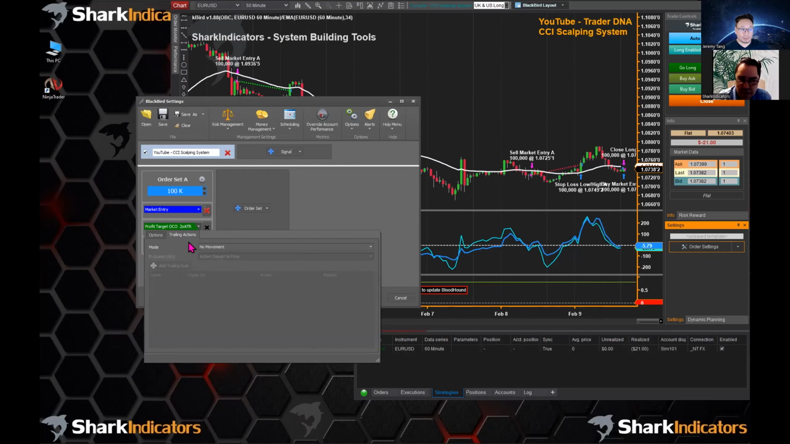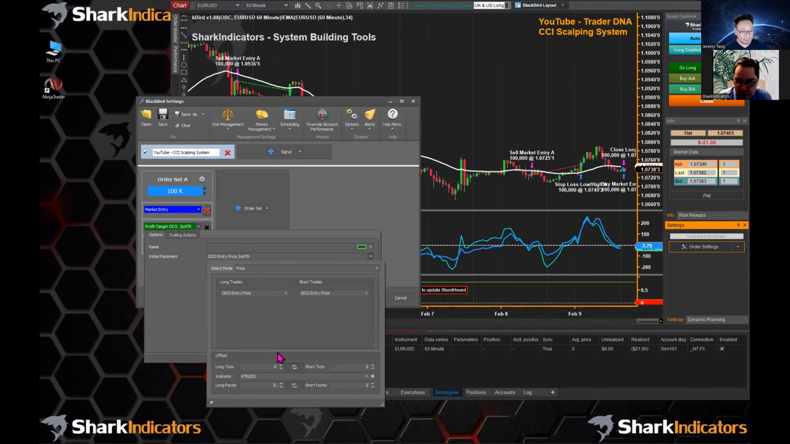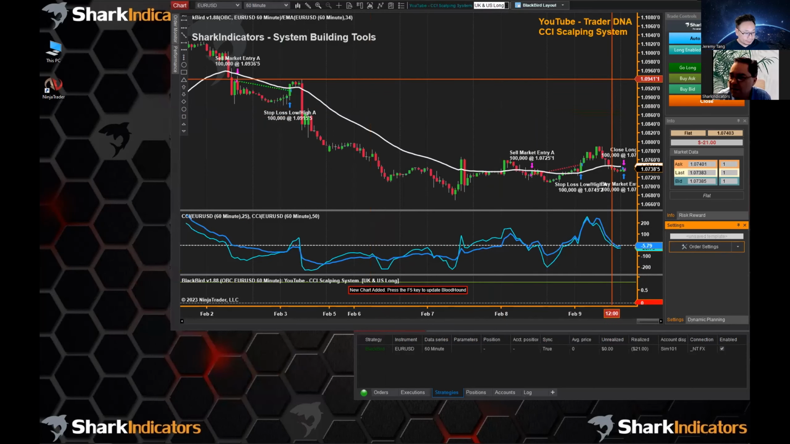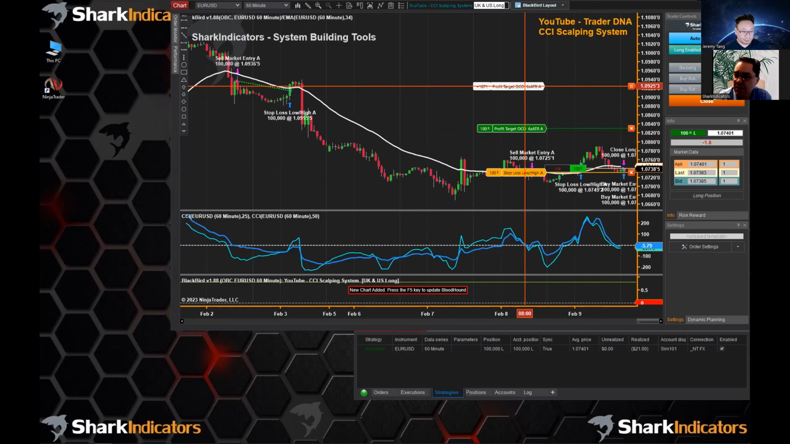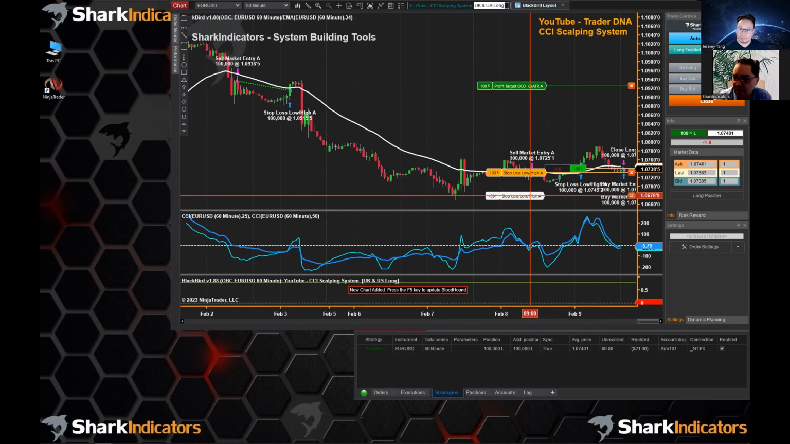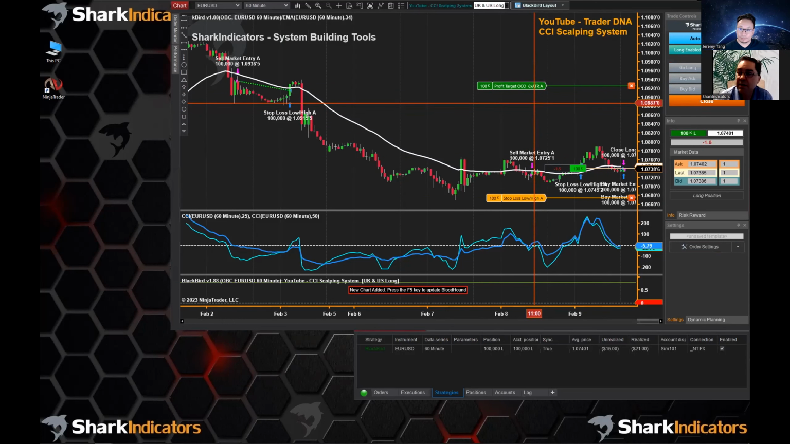Let me put a profit target back in here so we can see. And there you go. Hit the go long there. You can see you can grab your order flags. This is something that no other strategy has, that we know of. Blackbird is the only one that has its own order flags, so that you can go in and grab those order flags and move them around, as if you were using Ninja's chart trader.